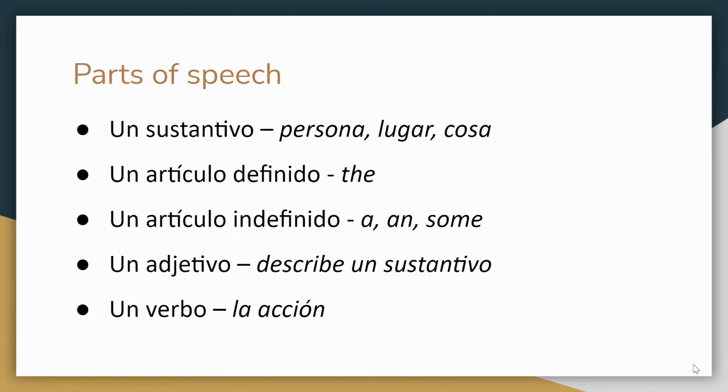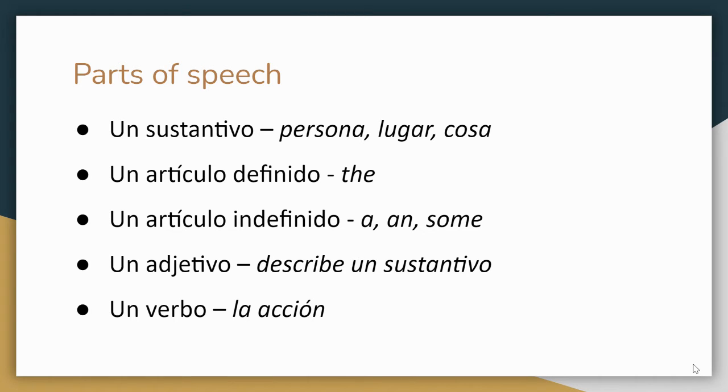Un artículo definido, or a definite article, is the word the. So if we're using a definite article, one of the words that means the, we are referring to something specific. Un artículo indefinido, or an indefinite article, is how we would say a, an, or some, depending on whether or not we're using a singular indefinite article, which would be a or an, or a plural indefinite article, which would be some. And we're referring to something a little more vague, like maybe, I need a book, please, or I need a pencil, please. It doesn't matter which one, just give me one of them, see?